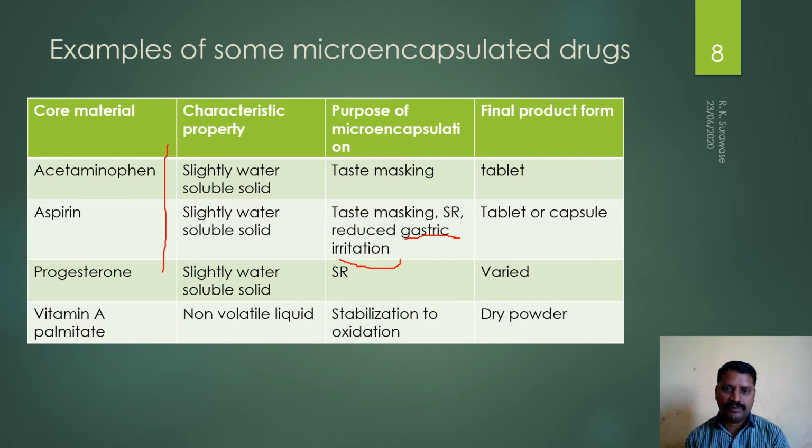Progesterone, a slightly water soluble drug, and the purpose of microencapsulation is sustained release. The final form is varied, means tablet, capsule, or any other drug delivery system you can formulate. Vitamin A palmitate, a non-volatile liquid, stabilization to oxidation. Oxidation is a problem. So how to stabilize or increase the stability of vitamin A palmitate? With this microencapsulation, you can make a dry powder. So this is about some examples of microencapsulated drugs with their characteristic properties, purpose of microencapsulation, and final product form.